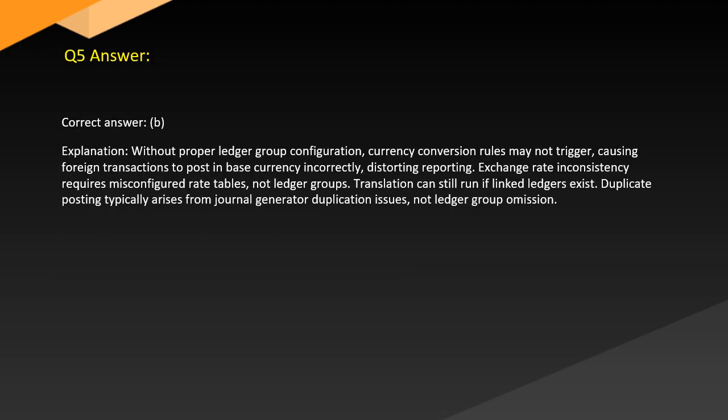Answer. Correct answer: B. Explanation. Without proper ledger group configuration, currency conversion rules may not trigger, causing foreign transactions to post in base currency incorrectly, distorting reporting. Exchange rate inconsistency requires misconfigured rate tables, not ledger groups. Translation can still run if linked ledgers exist. Duplicate posting typically arises from journal generation duplication issues, not ledger group omission.